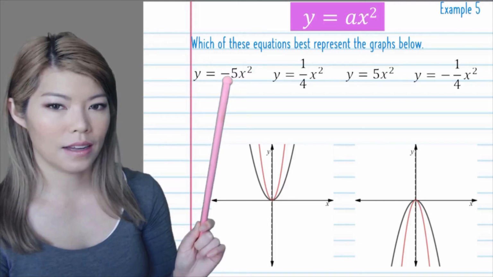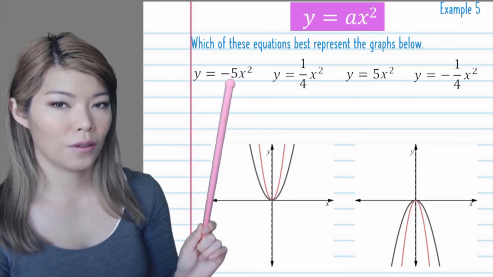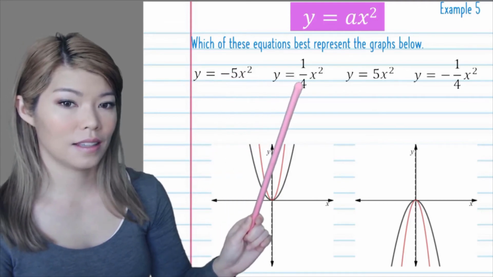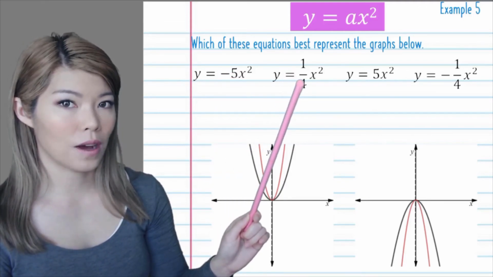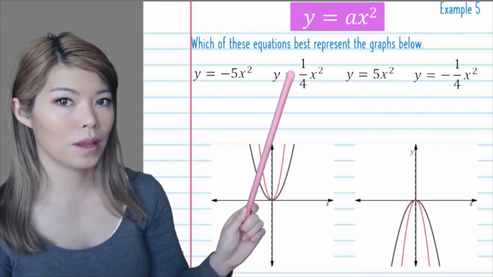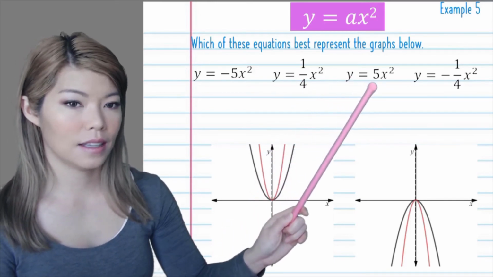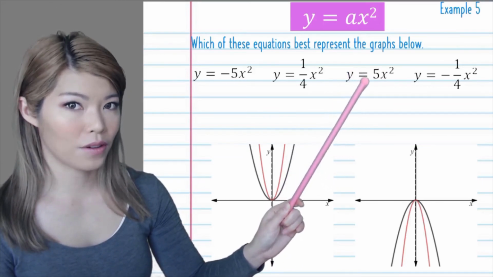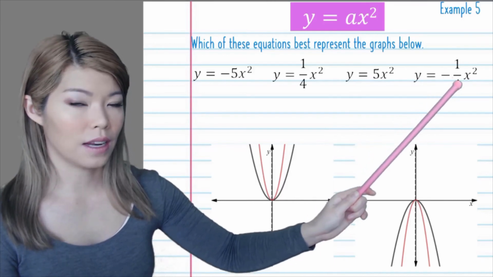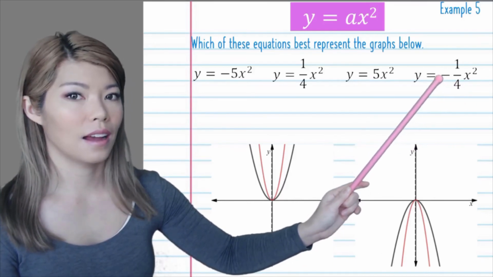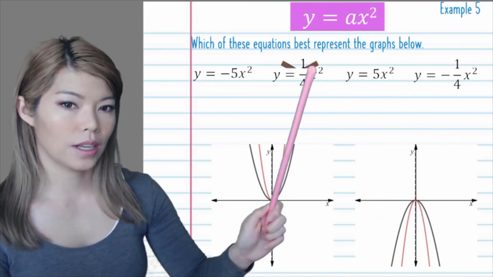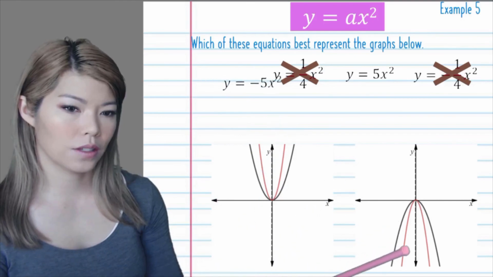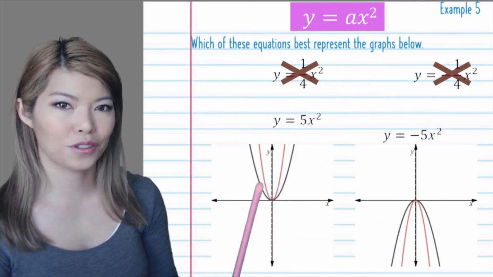This is a negative graph, and 5 is greater than 1, so that is a narrow graph. This is a positive graph, and a is less than 1, it's a quarter, so it's going to be a wide graph. This is a positive graph, and 5 is greater than 1, so that is a narrow graph. And that is a negative graph, and a quarter means it is a wide graph. So let's get rid of the wide graphs because these are both narrow, and the negative belongs to that graph and the positive belongs to that graph.